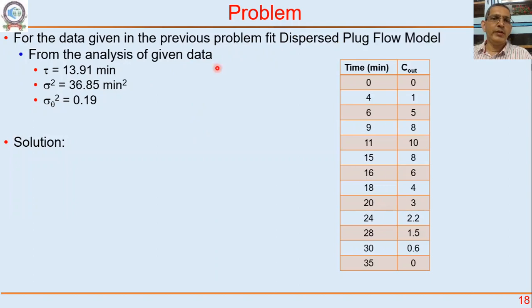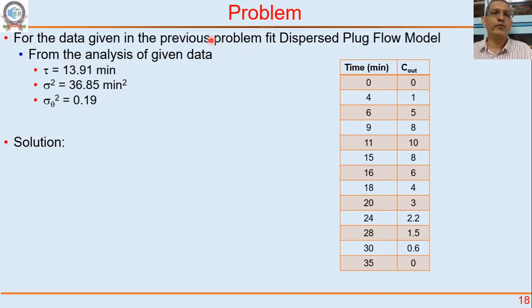What I want you to do is fit the data for the dispersed plug flow model from the analysis of this actual reactor. This was the experiment that we had done. This was the RTD for an actual reactor, how the concentration versus time response is for an actual reactor.